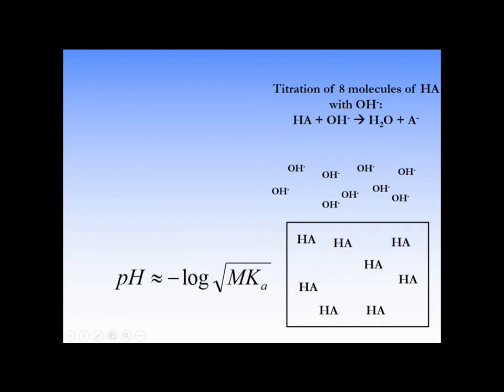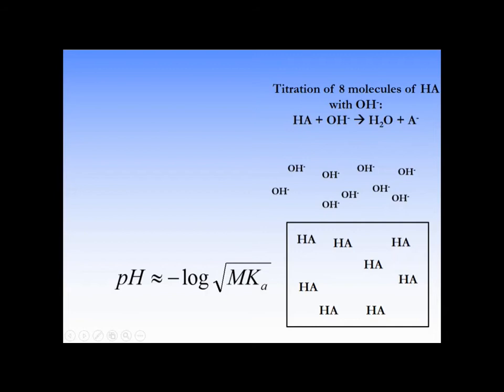In this case, we're going to look at a sort of diagram of the titration of 8 molecules of a weak acid, HA, with hydroxide. So this reaction is going to take place. The weak acid is going to react with hydroxide to form water and the conjugate base. And remember, this affects the pH. Down here, we have a solution of the weak acid. Up here, we have some hydroxide ions that we're going to drip into the solution through a titration.